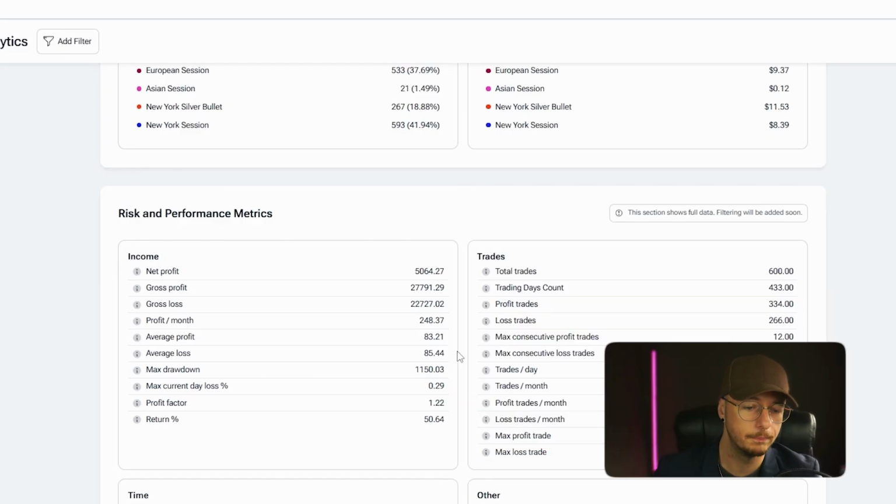So keep that in mind. And as well, we can see the max current day loss in percentage. Obviously, I don't lose every single day, so I'm not going to have a 1% here, so that is correct. Then we come to the profit factor, and this is another biggie.